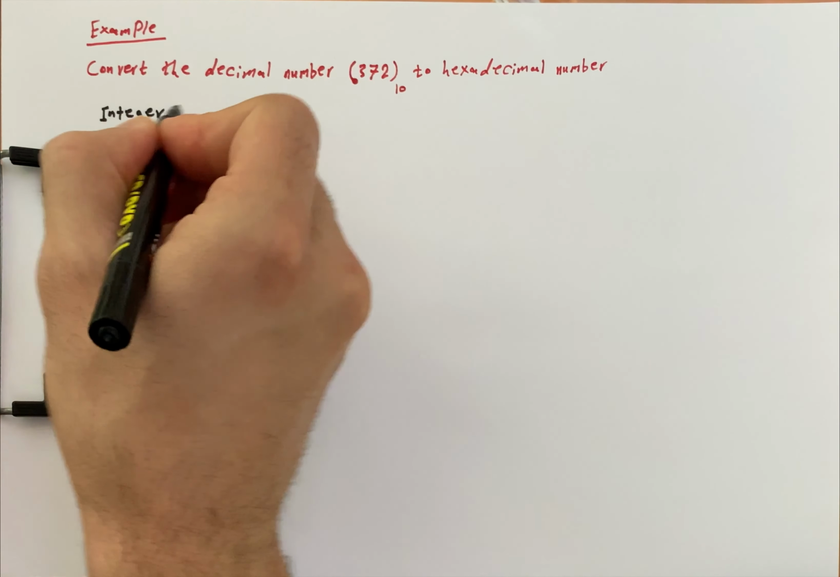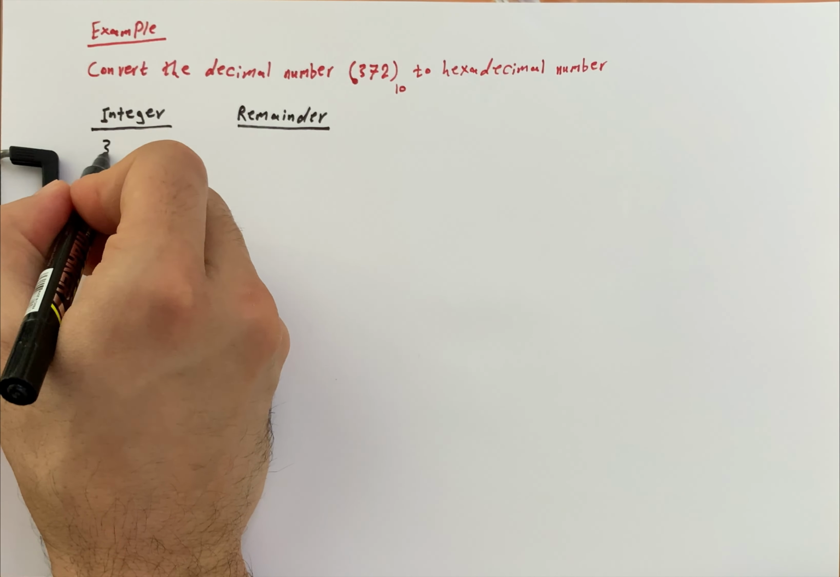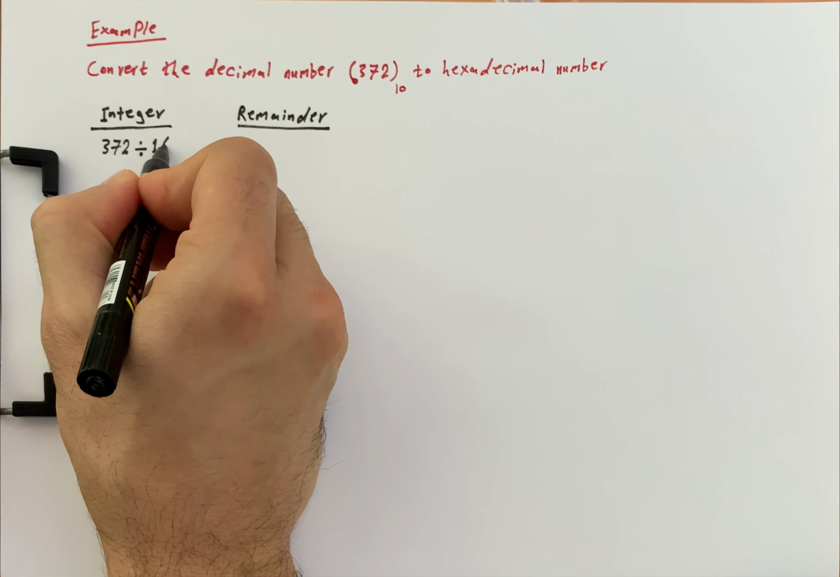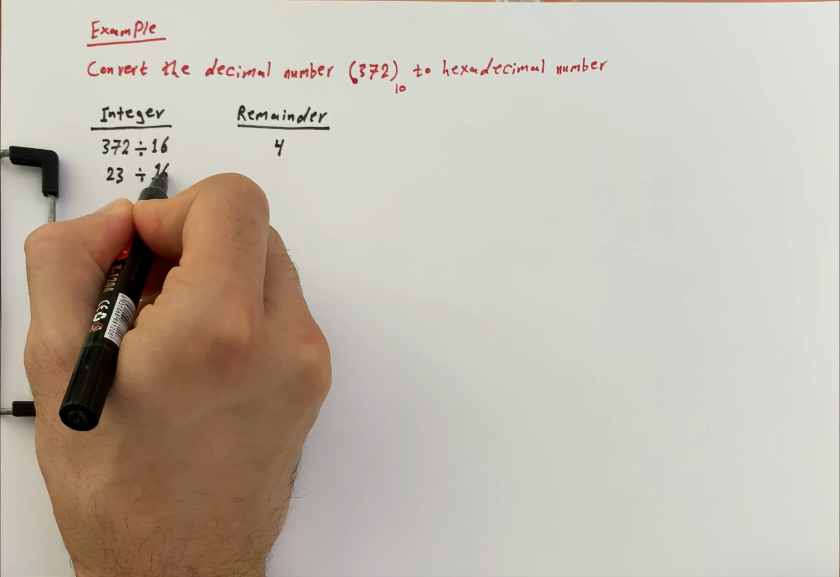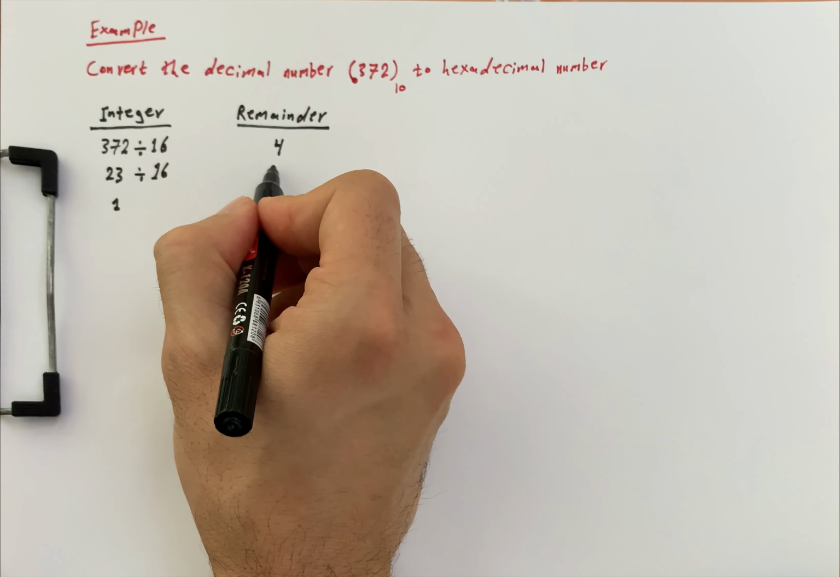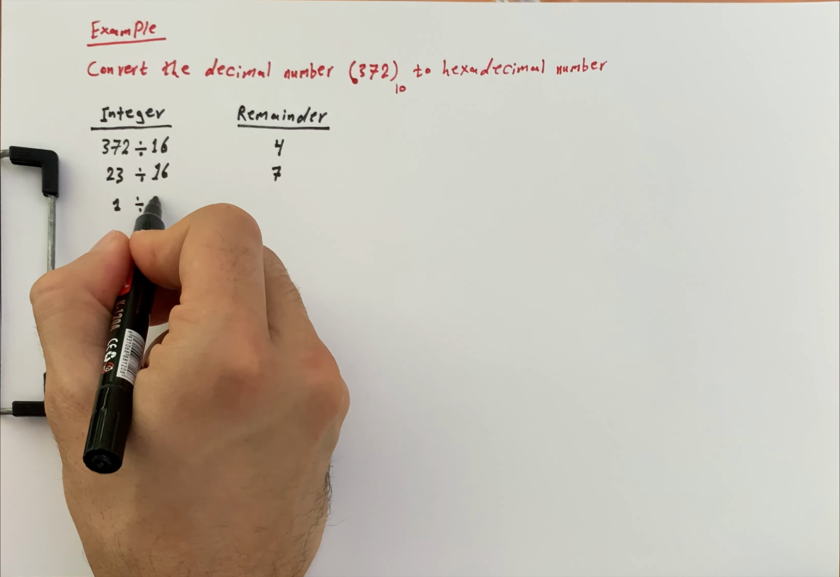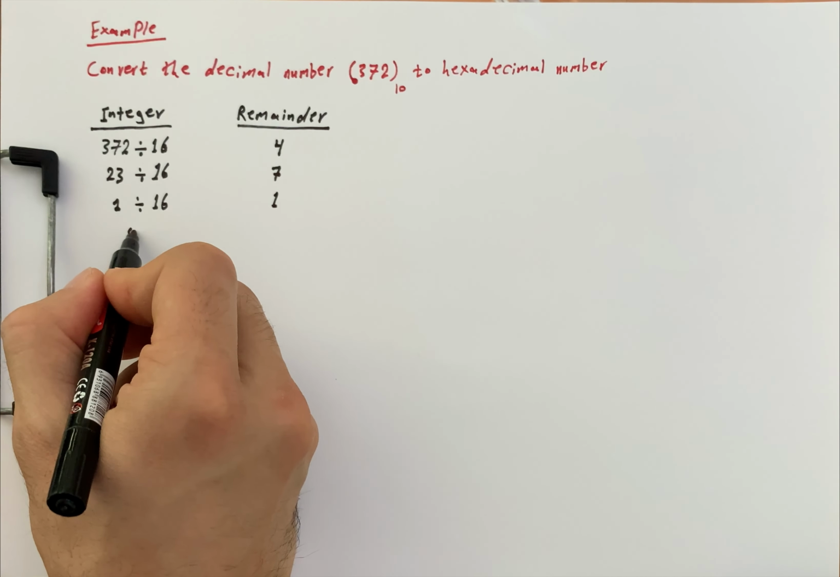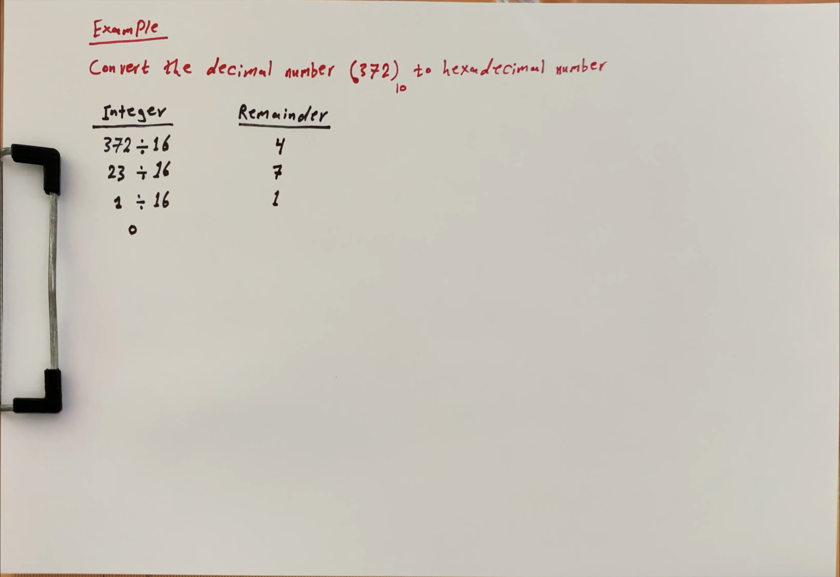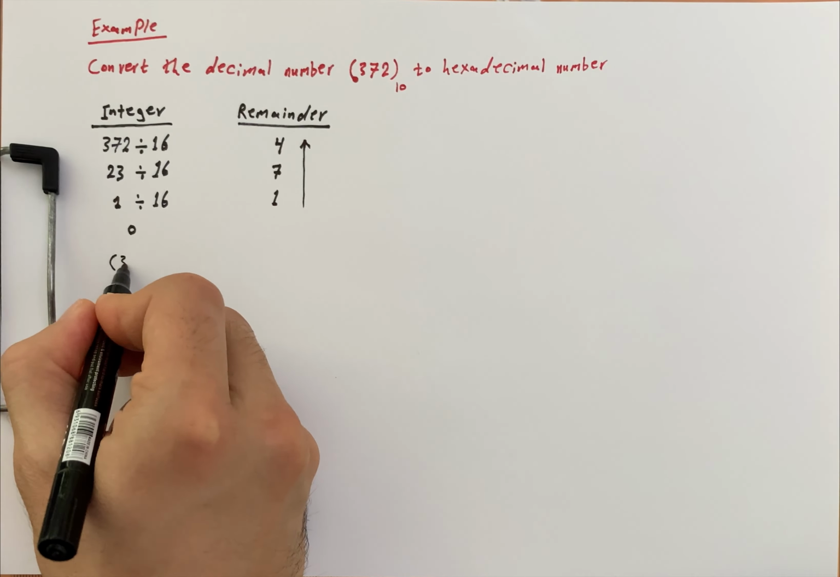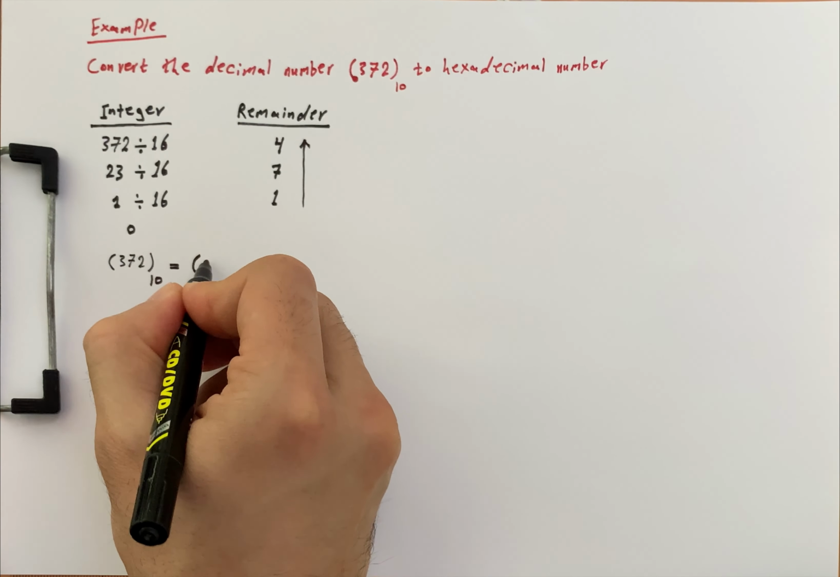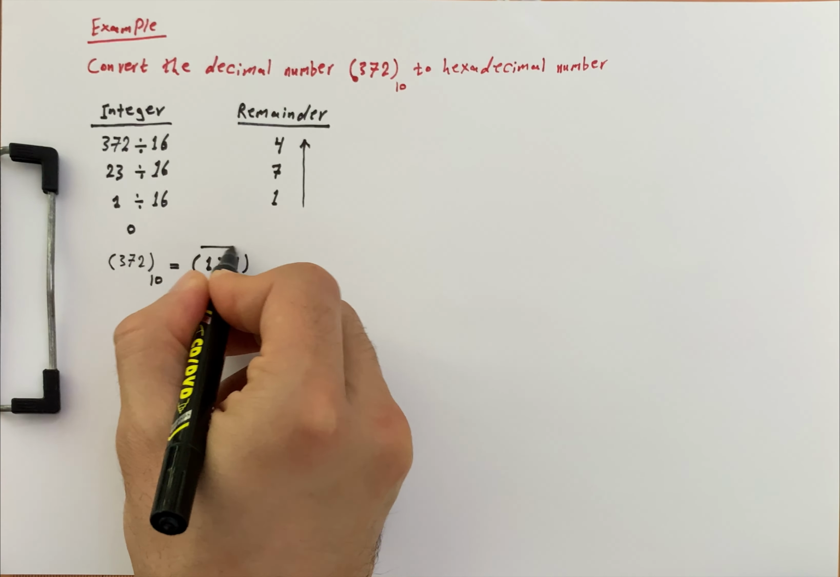Make two columns, integer and remainder. Divide 372 by the base 16, gives 23 with a remainder 4. Then divide 23 by the base 16 gives 1 with a remainder 7. Then divide 1 by 16 gives 0 with a remainder 1. Now traverse the remainder column from bottom to top. So the number 372 in decimal is equal to 174 in hexadecimal.